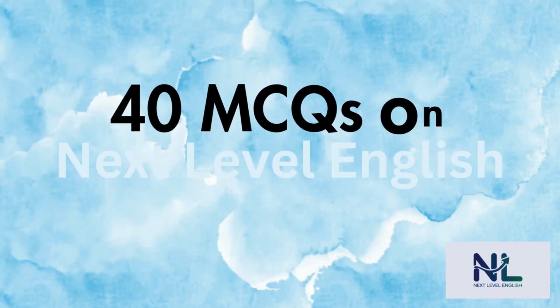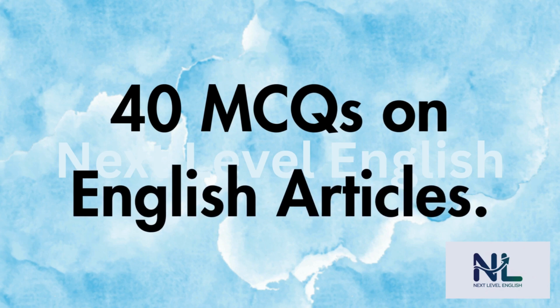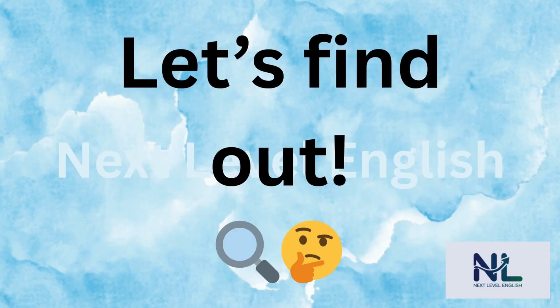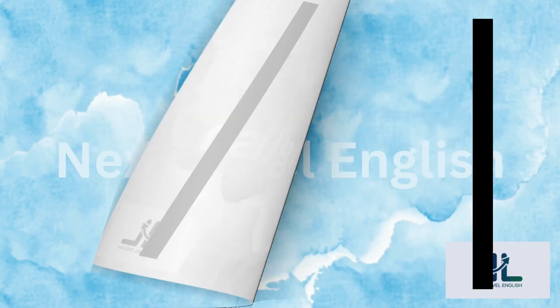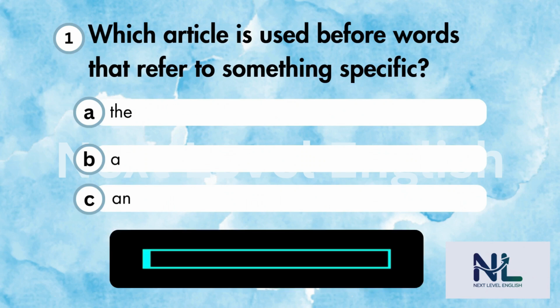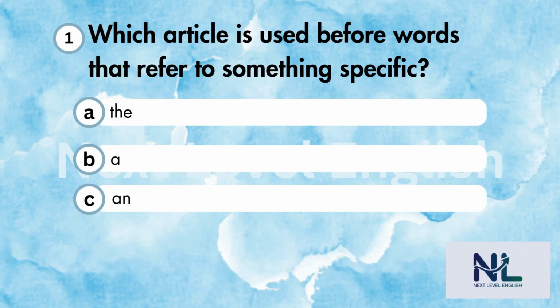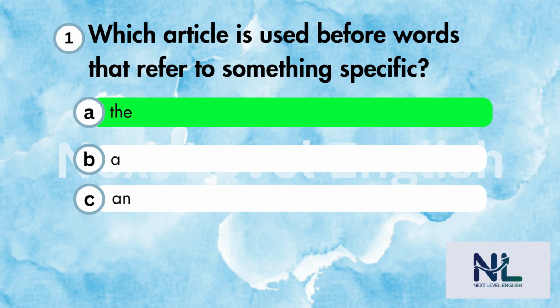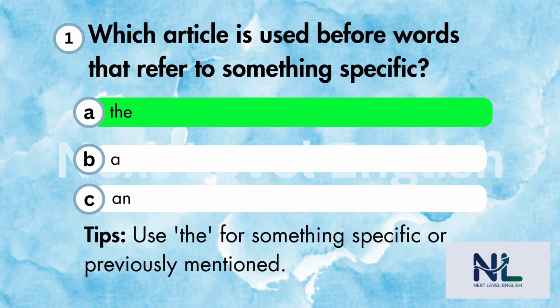In today's video, we're diving into an exciting challenge: 40 MCQs on English articles. Can you get a perfect score? Let's find out. 1. Which article is used before words that refer to something specific? The. Tips: use "the" for something specific or previously mentioned.